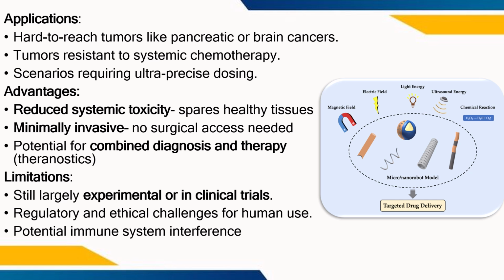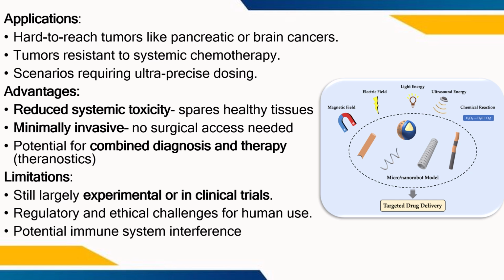Next is limitations. Still largely experimental or in clinical trials. Regulatory and ethical challenges for human use. Potential immune system interference. So, nanorobots are still in experimental and clinical trials, as they don't only have oncological treatment as their purpose. There are many other purposes they can be used for also. So that can be a limitation for this treatment.